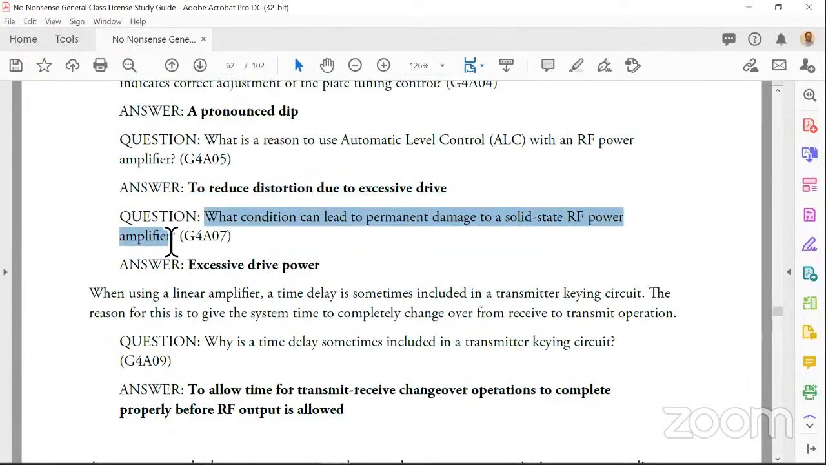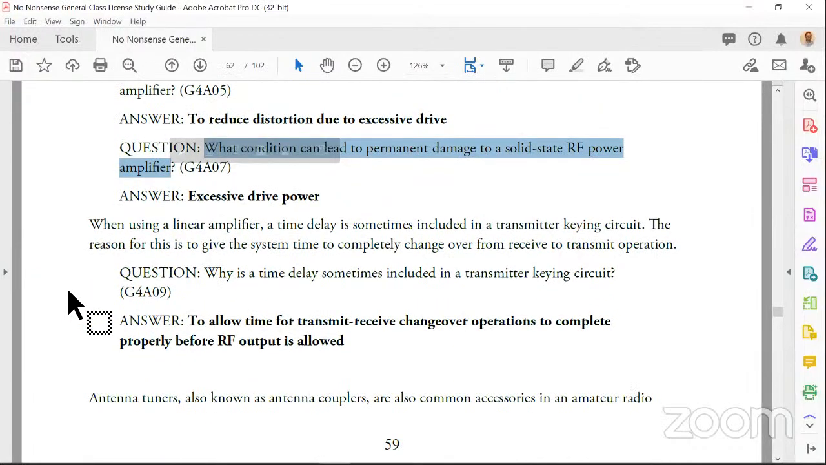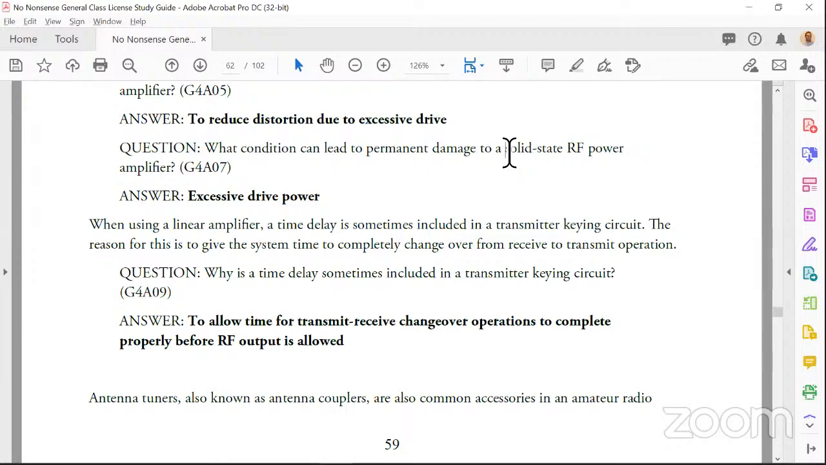All right, let's continue. What condition can lead to permanent damage to a solid state RF power amplifier? Okay, so it's a short question, but let's dissect it a little bit. This time we are not talking about a tube amplifier. We are talking about solid state. Okay, so what condition can lead to permanent damage?